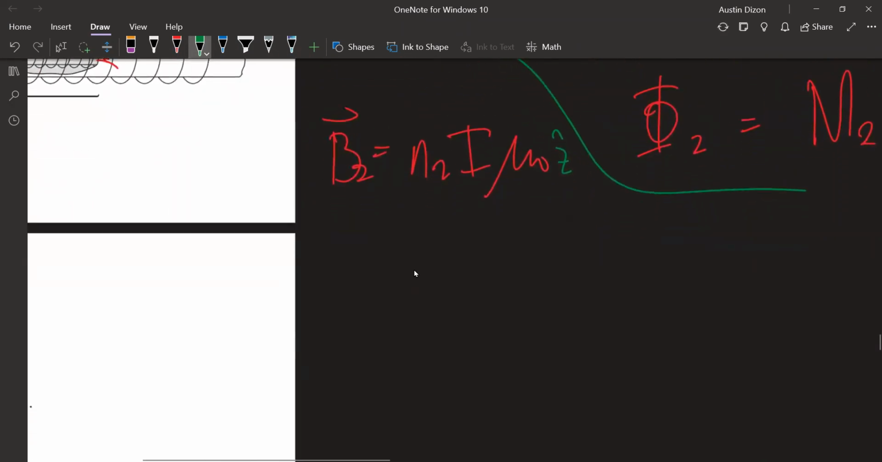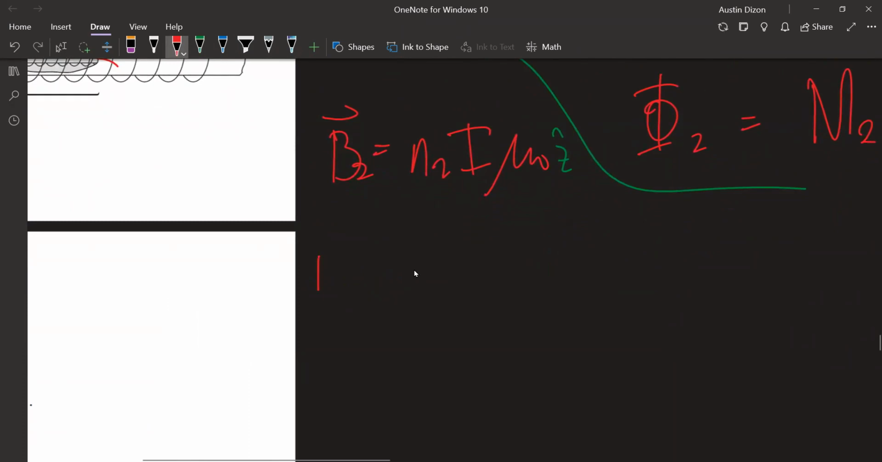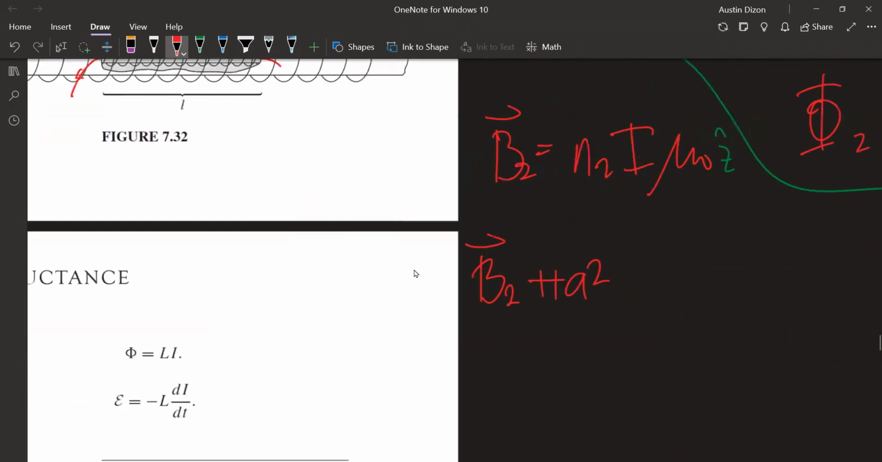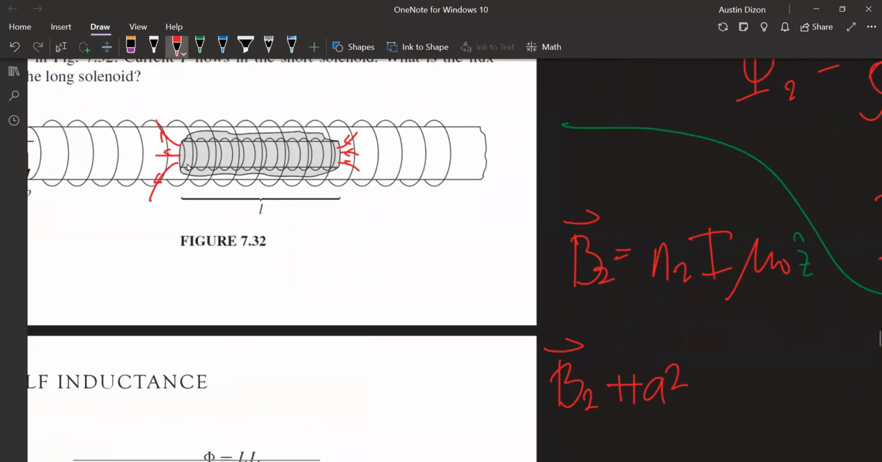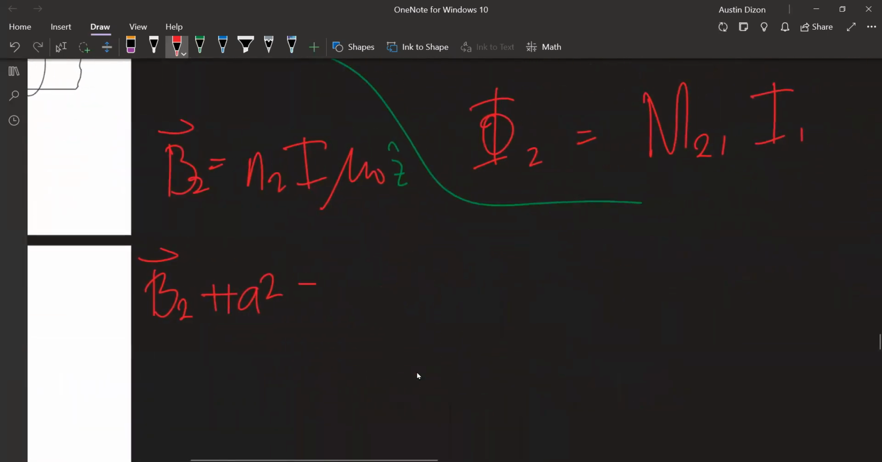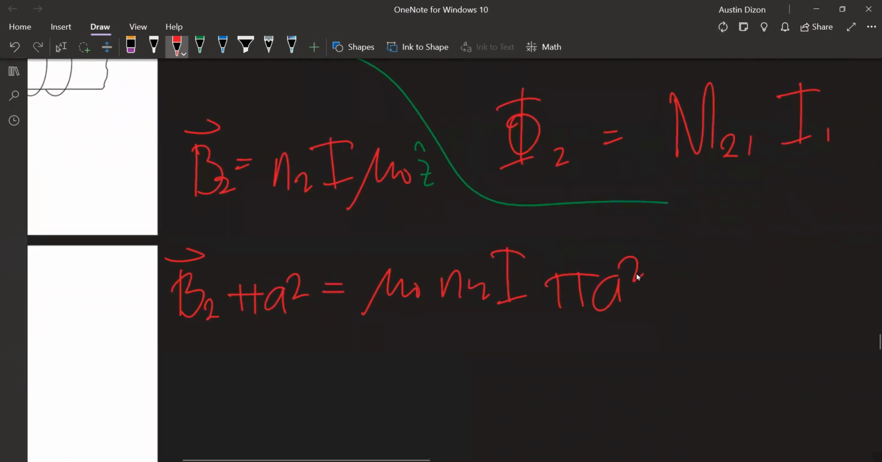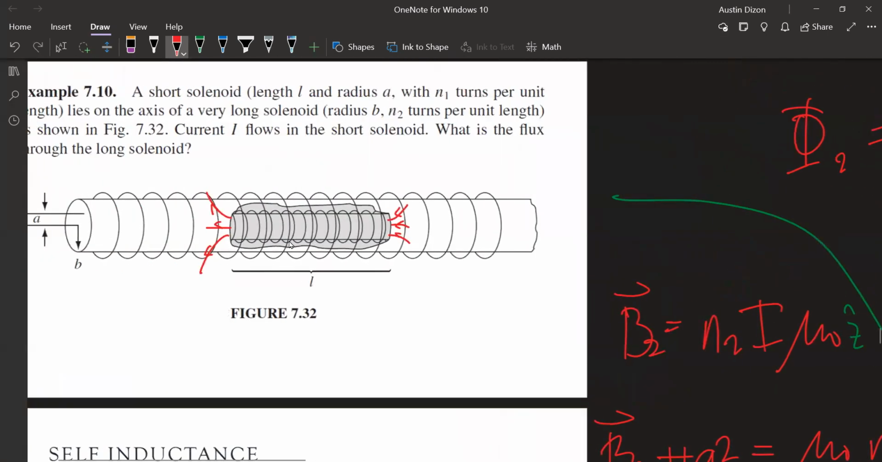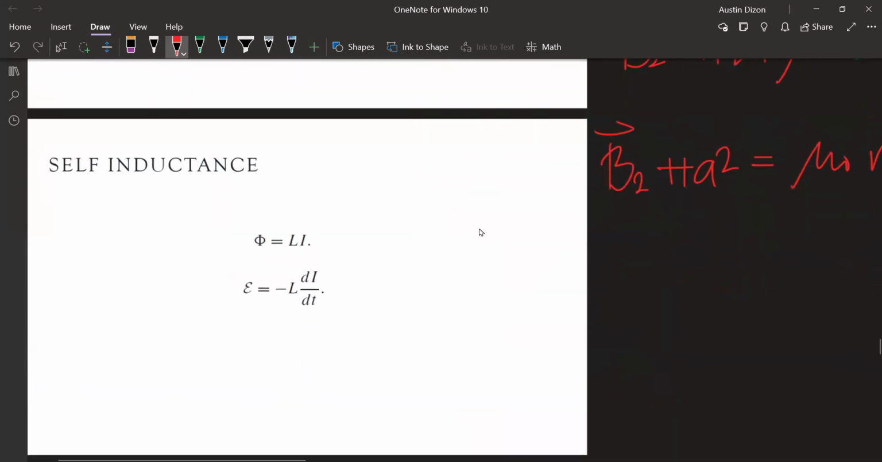And then, what is the flux of this through the smaller one? B2 times πA squared, because it is circular, so the area is πA squared. So the flux is μ0 N2 I times πA squared. However, this is just for a single loop. There are N1 turns per unit length.